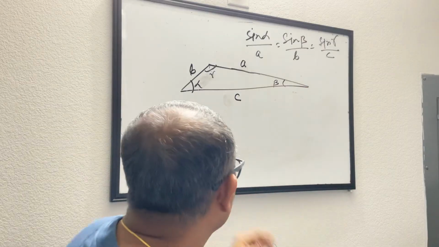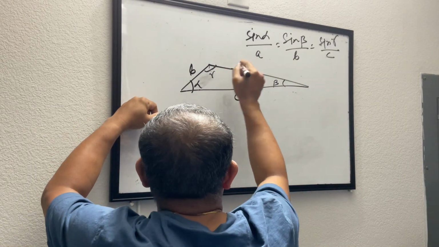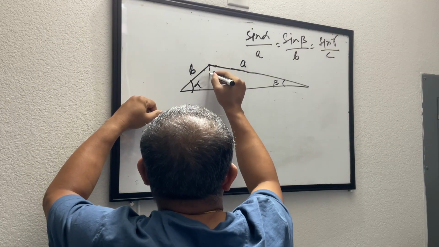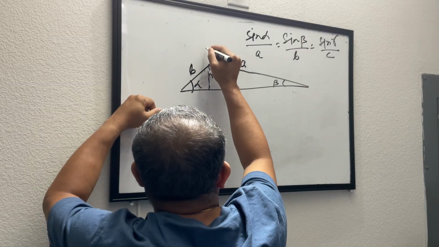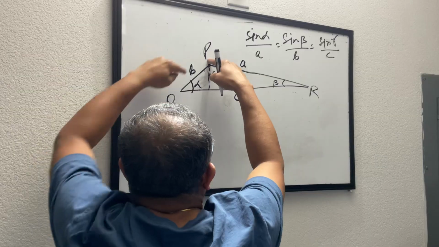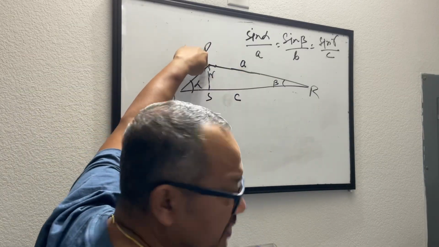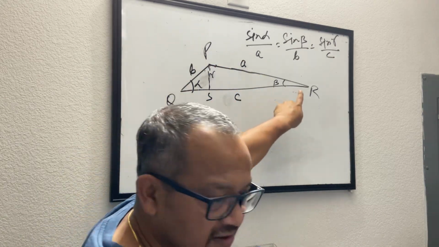Yeah. Now let's look at this one. This is not a right angle triangle. This is probably an obtuse angle. Let's drop a perpendicular from here to here. This triangle was, let's say, PQR. We dropped a perpendicular from here to the opposite side, and this is S. Okay. So this is B, this is A, this is alpha, this is beta.